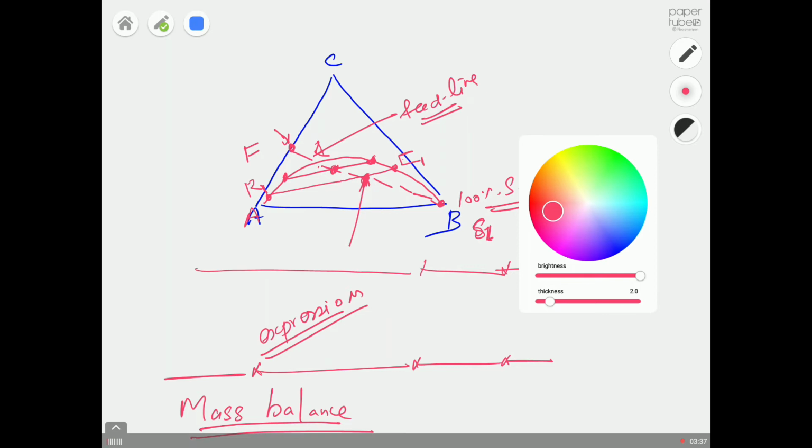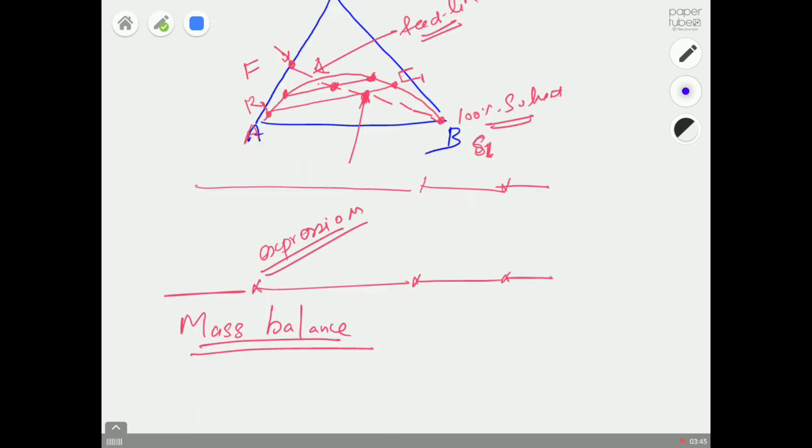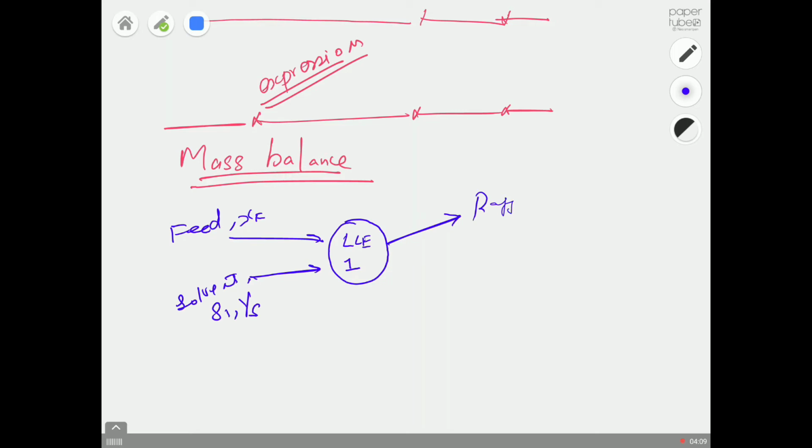So I'm going to draw one more time all the notations. Let's call it a liquid extraction unit. Say this is like a stage 1. Your feed, XF, solvent, S1 comma YS, and then your raffinate R comma X1, your extract.